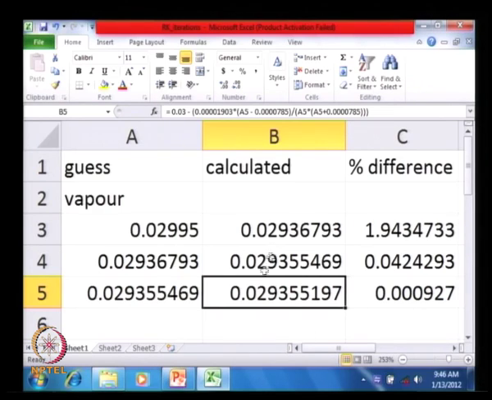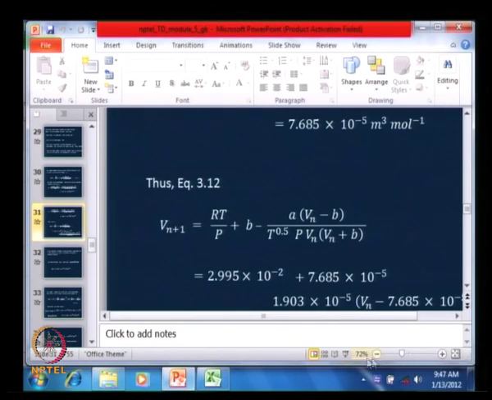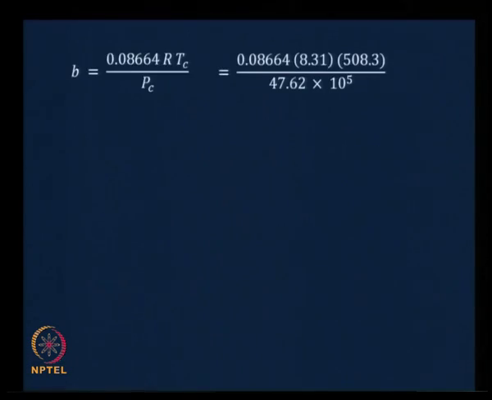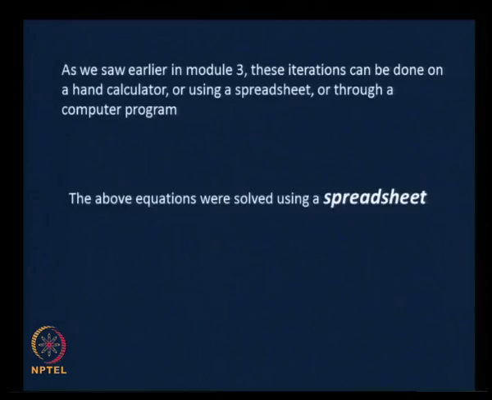Here it turns out to be 0.029355197, very close to this, and actually the percentage difference turns out to be 9.27 into 10 power minus 4. This is definitely less than 10 power minus 3, therefore this becomes acceptable and we can choose this as our gas volume. So that is what we have done. We have chosen V vapor as 2.9356 into 10 power minus 2 meter cubed per mole. Now this is only the vapor volume, we still need the liquid volume.